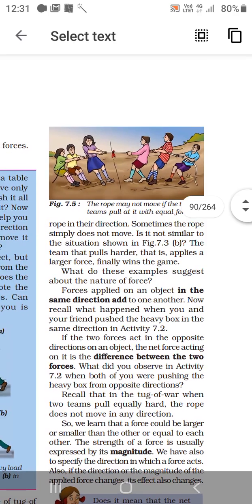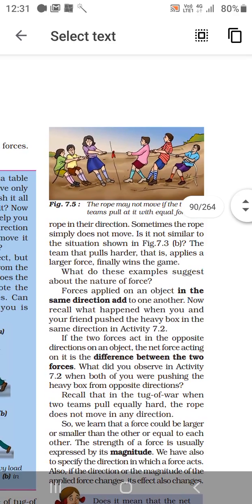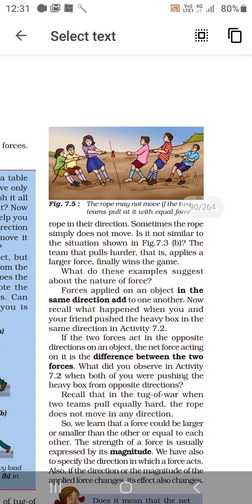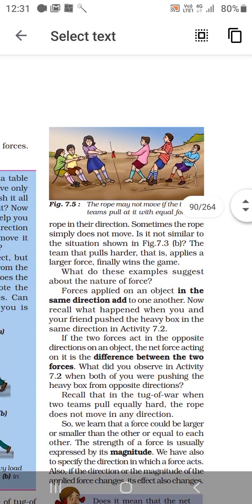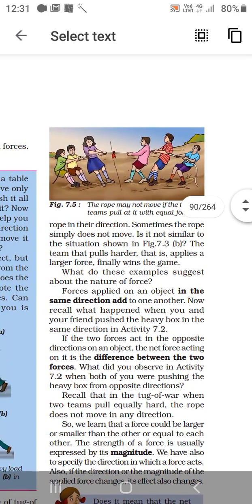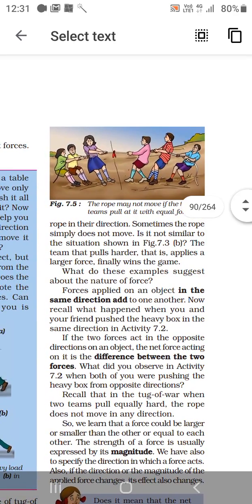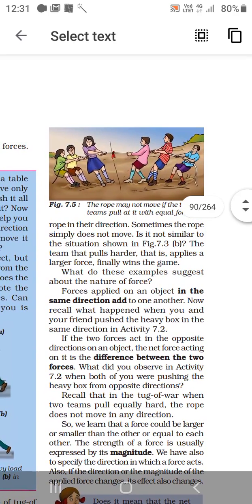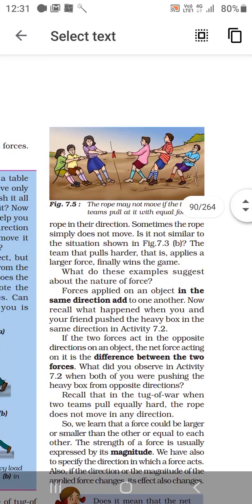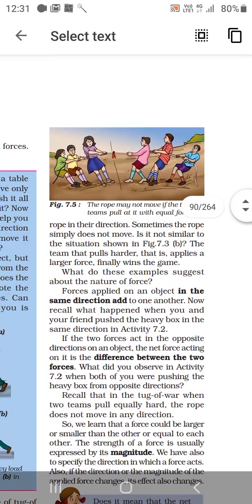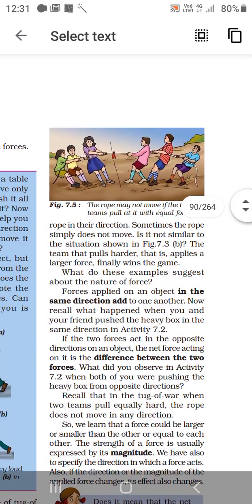If two forces are applied on an object in the same direction, they add. But if they are applied in opposite directions, they differ. They try to cancel each other. Like in a tug of war, clearly the force is applied but in opposite directions. So at this time what happens? The total force will be the difference between these two forces.